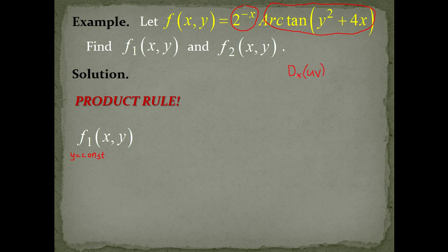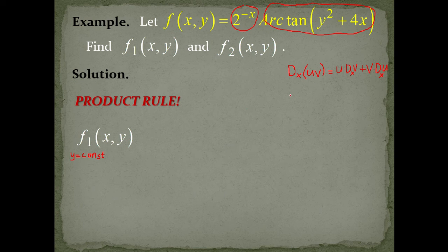So this is equal to, the formula is u times the derivative of v with respect to x, plus v times the derivative of u with respect to x. So we are going to follow this formula. We are going to follow the product rule. So this is the product rule, class.